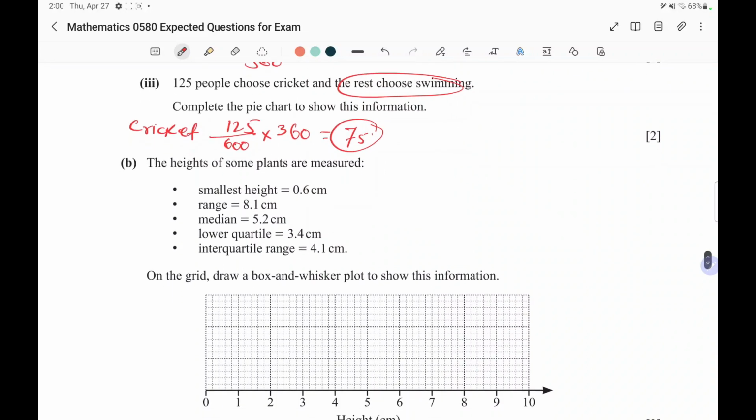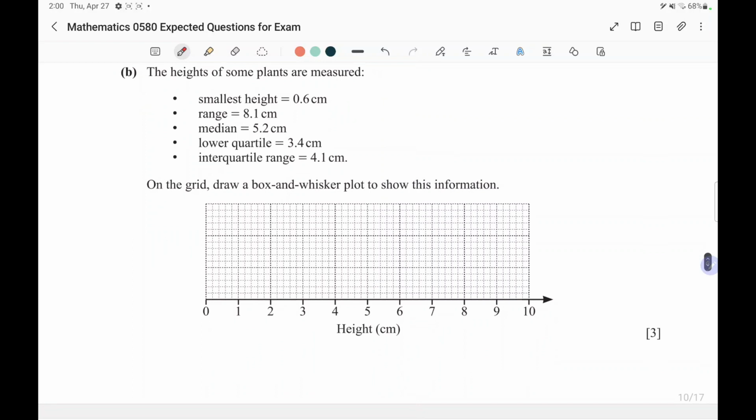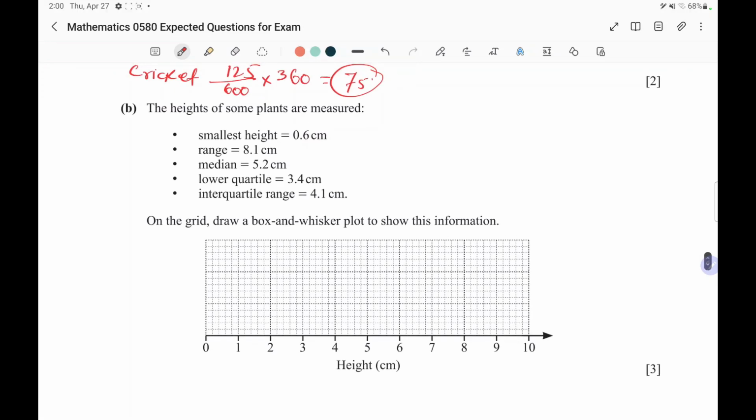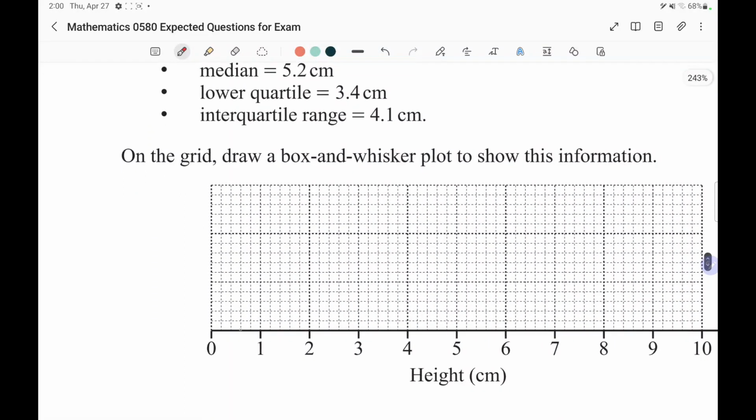Next question says heights of some plants are measured. Smallest height, range, median, lower quartile, interquartile range. On the grid, draw a box whisker diagram to plot this information. No problem at all. So that's 0.6 first. 0.6, right? So 2, 4, 6. So 0.6 can be here.